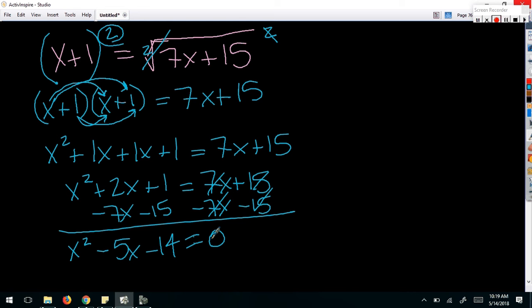And if it equals 0, it's still the same equation. Now think back. How do you solve a quadratic equal to 0? Yes, Sadie. Good job. The factoring box. We factor it.